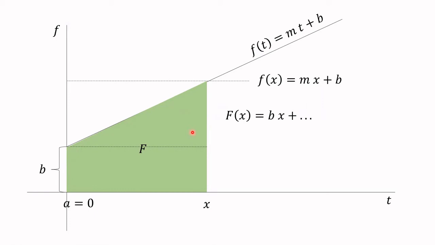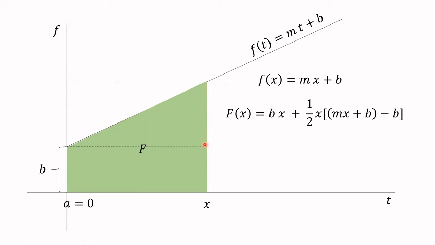So I'll use 1/2 base times height. So 1/2 times the base. The base is still this distance, x minus 0, or x. And then the height, well, that would be the height of this point above the t-axis minus the height of the rectangle. Do you see that? If we take this total distance and then we subtract off the height of the rectangle, that will give us the height of the triangle.